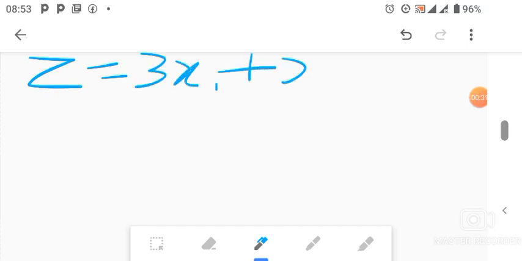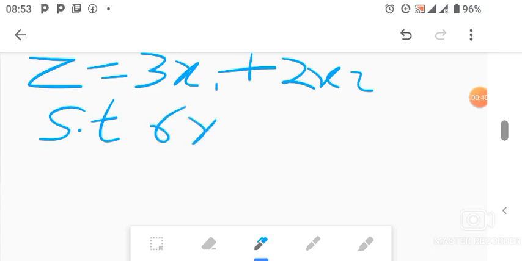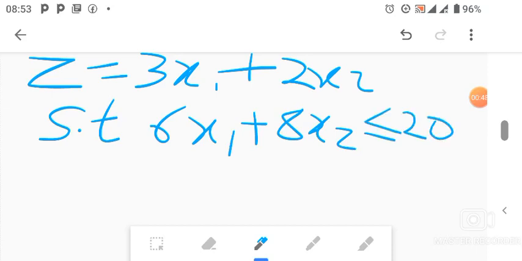They tell you the objective function z is equal to 3x1 plus 2x2. Then they tell you have a certain constraint of 6x1 plus 8x2 greater than or equal to 20. There can even be a scenario where you just have one constraint or even two, but the principle is just the same. In my video, I want to just use one constraint. Then maybe in other videos I'll try with more than one.